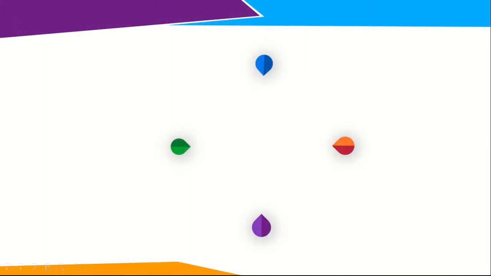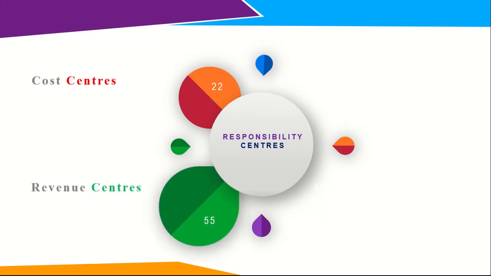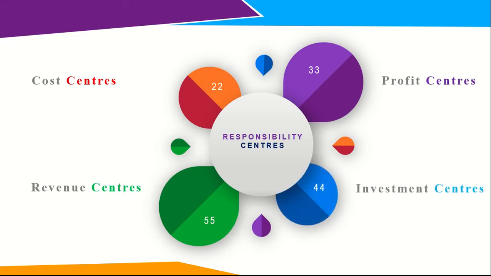For better control over the organization, management delegates responsibility and authority to various departments or persons. These departments or persons are known as responsibility centers and are responsible for performance in terms of expenditure, revenue, profitability, and return on investment. There are 4 types of responsibility centers: 1. Cost centers. 2. Revenue centers. 3. Profit centers. 4. Investment centers. Let us discuss each of these responsibility centers in detail.